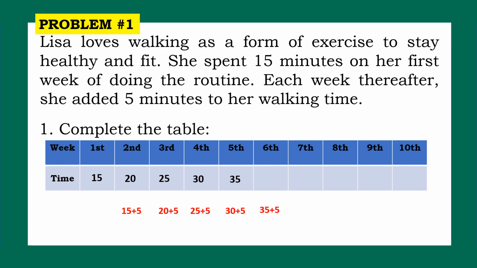For the sixth week, we have 35 plus 5, and that is 40. For the seventh week, 40 plus 5, and that is 45. For the eighth week, 45 plus 5, and that is 50. For the ninth week, 50 plus 5, and that is 55. And for the 10th week, 55 plus 5, which is equal to 60 minutes.